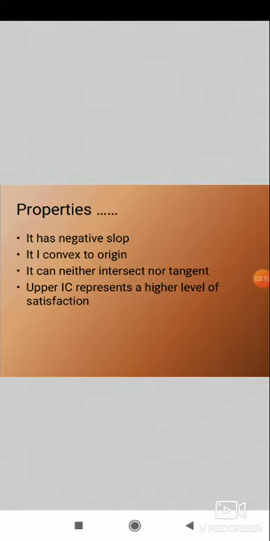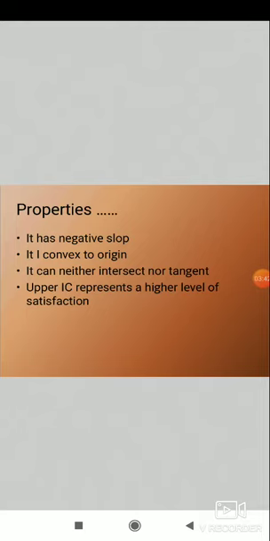The second property of the indifference curve is convexity to the origin. Indifference curves have not only a negative slope but are also convex to the origin. The convexity of the indifference curve requires that the two commodities are imperfect substitutes for each other and that the marginal rate of substitution between the two goods decreases as a consumer moves along an indifference curve.